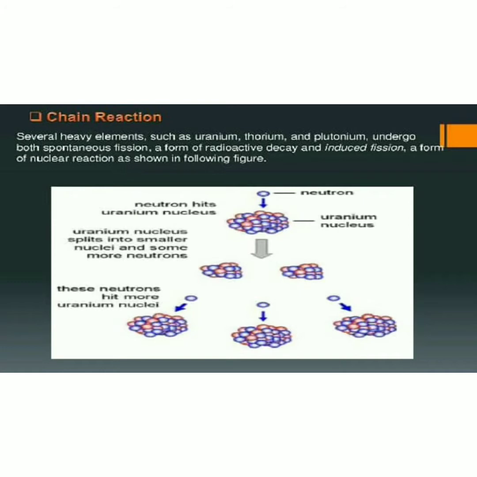Next is chain reaction. Several heavy elements such as uranium, thorium, and plutonium undergo both controlled and uncontrolled fission, as shown in the following figure. A chain reaction occurs when a critical mass of uranium undergoes fission. When a neutron hits a uranium nucleus, it splits into smaller nuclei and some more neutrons. These neutrons hit more uranium nuclei, releasing a large amount of heat and energy that produces an atomic explosion.